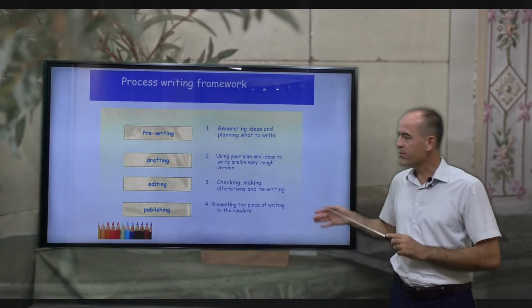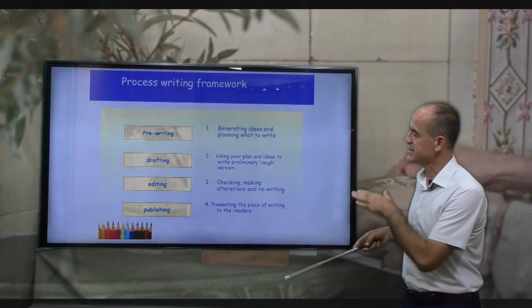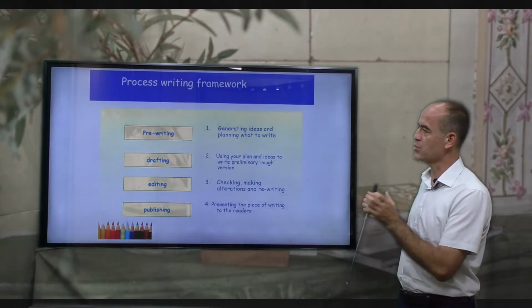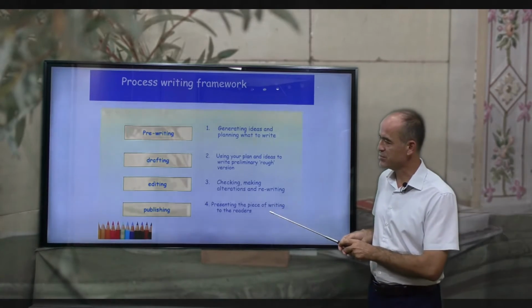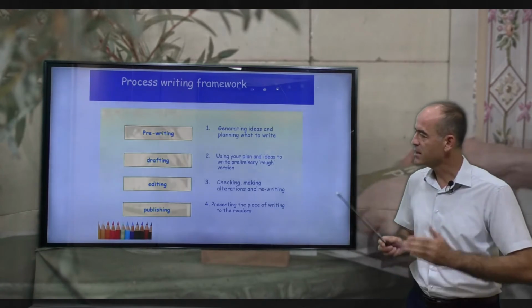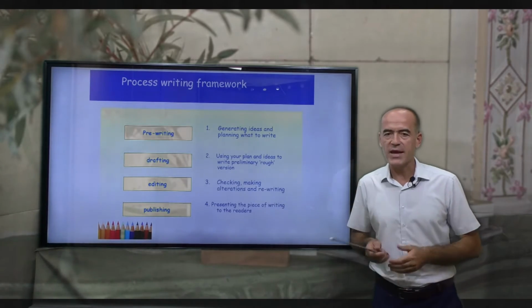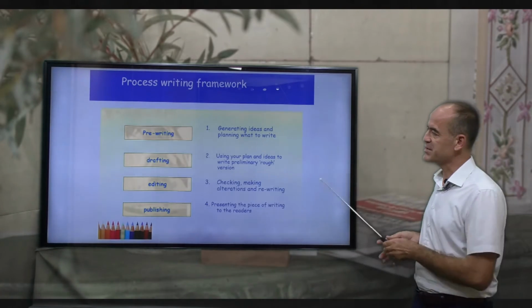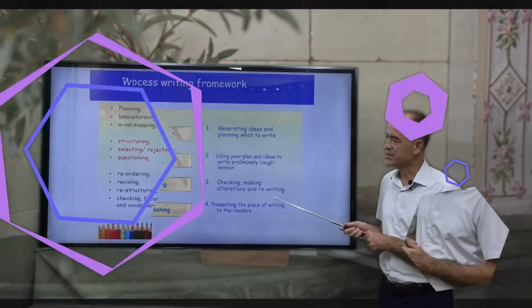And when everything is ready, when they think that they have created a good piece of writing, they can publish it. Publishing means presenting it to others, to the readers. In language classrooms, main readers could be the teacher or their peers.